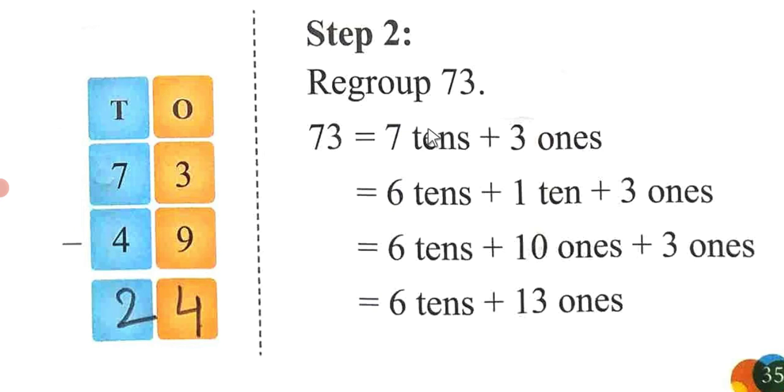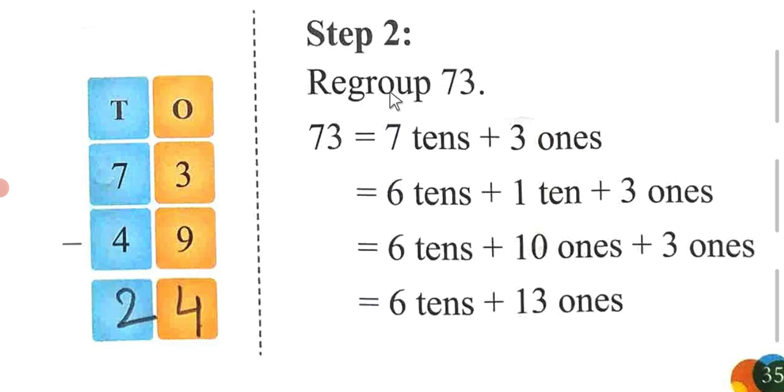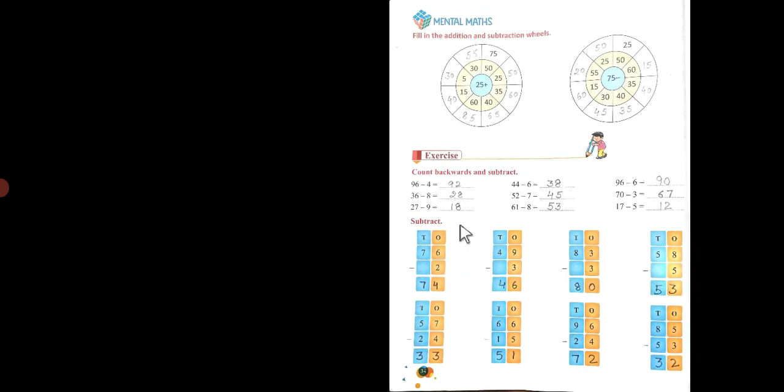You fill it, but you see, regroup 73. 7 tens, 3 ones. 7 tens, 3 ones. 6 tens, 1 ten, 3 ones. 6 tens, 10 ones, 3 ones. 6 tens, 13 ones. So you have added 3 into 10, so it becomes 13 ones. So let's move on.